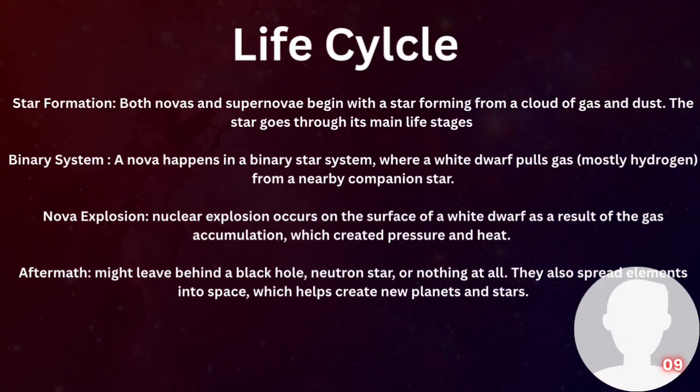The nova then explodes. It occurs on the surface of the white dwarf as a result of the gas accumulation, which was created from the pressure and the heat, right? And in the aftermath, there might be a black hole, a neutron star, or sometimes nothing at all. And their elements spread into space, and it helps create new planets and new stars.